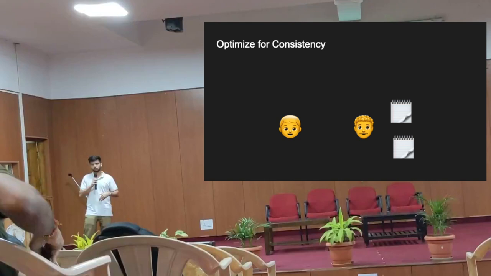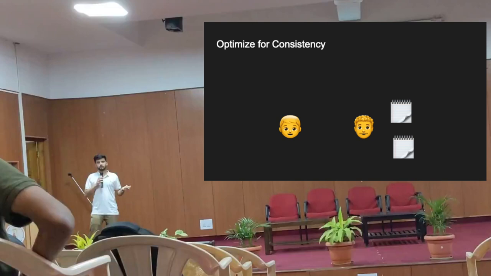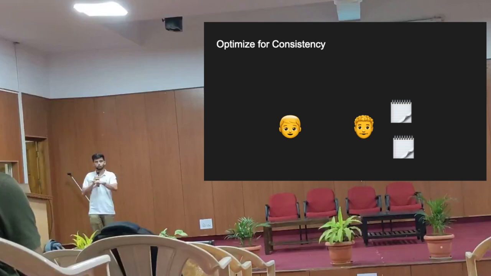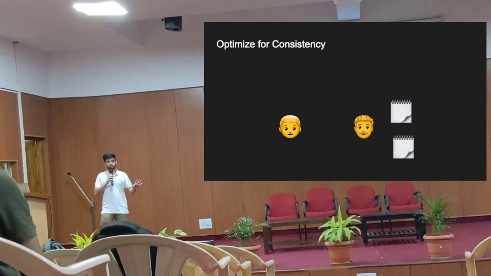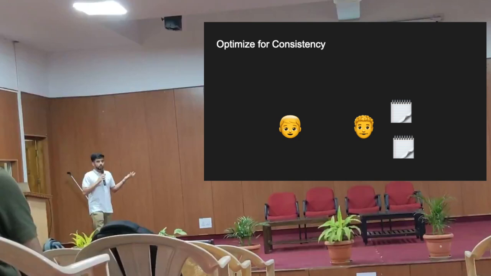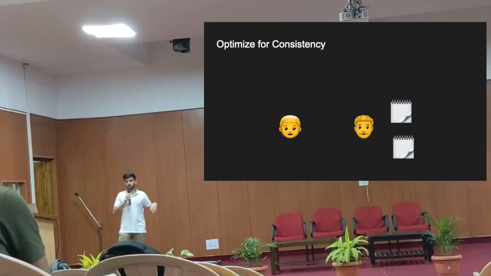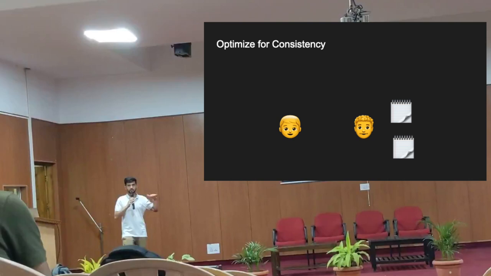So the first one is optimizing for consistency. Consistency means that if my co-owner sees the second notebook, he or she should be sure that the data on the second notebook will be the same as the data on the first notebook. It should not be like they'll see the second notebook and some transactions are not written down there. So how can we make sure both the notebooks have the same data for every transaction? How can you do that?